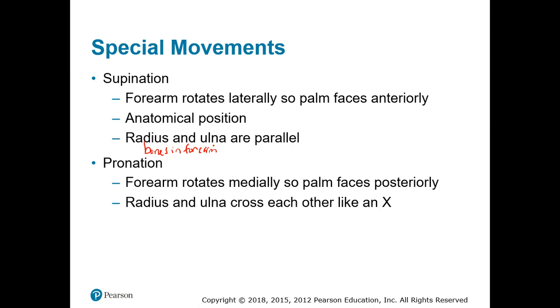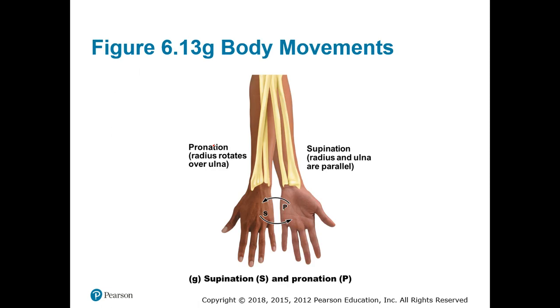Pronation is going to be forearms are going to rotate medially, or towards the inside. So your palms are going to face backwards, or posteriorly. And when you do this, your radius and ulna tend to cross each other and form an X. So if you are somebody who likes to play that little game where you keep your palms up and then you try to turn them over super fast to slap the top of people's hands, that is going to be you moving your arm in a pronation position. So again, supination is turning your arms with your palms forward. Pronation is where you turn your arms backwards.